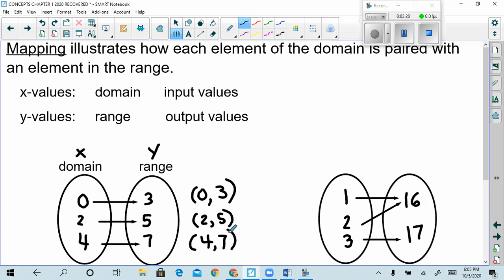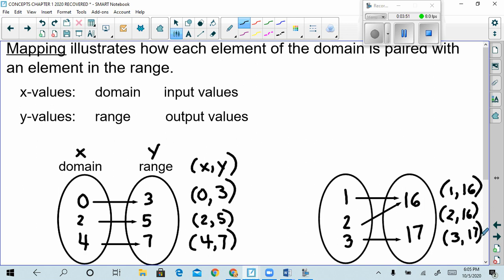And these are now the ordered pairs, the x's and y's, written in ordered pair or coordinate form, and then they can be graphed on a coordinate plane. Let's take a look at the second one. Again, some ordered pairs. I have 1 that goes with 16. I have 2 that also goes with 16. And then I have 3 that matches up with a range value of 17.